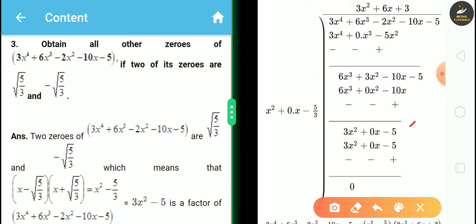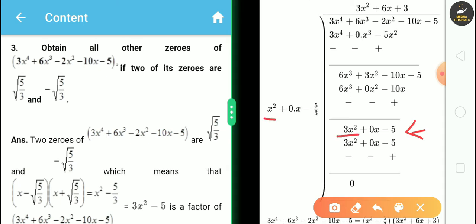So the next step is 3x square plus 0x minus 5. Then first term upon first term, 3x square upon x square is 3. Multiply 3 with the whole divisor to get 3x square plus 0x minus 5. Plus to minus and minus to plus. So finally we will get 3x square minus 3x square 0, 0 minus 0 0, minus 5 plus 5 0. So we are getting the remainder 0. Now in this case you have to remember one thing. You should always get remainder as 0.